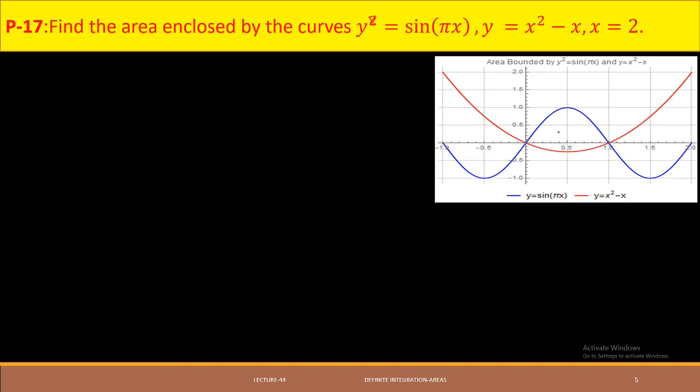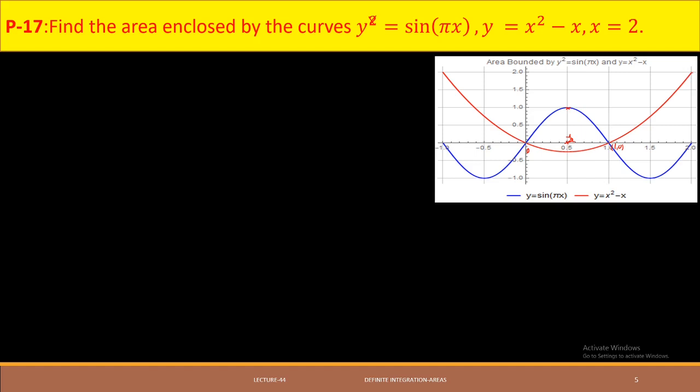So the blue colored one is sine pi x, and you can see how they have got this sine pi x. If I substitute 0, then this becomes 0. If I substitute 1, then sine pi is equal to 0. So this is 1 comma 0. And if I substitute 1 by 2, it is at its peak, sine pi by 2. So hope you understood this sine curve. And y is equal to x square minus x is a parabola, which is in the red color.